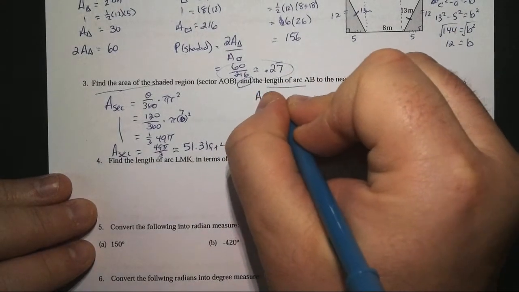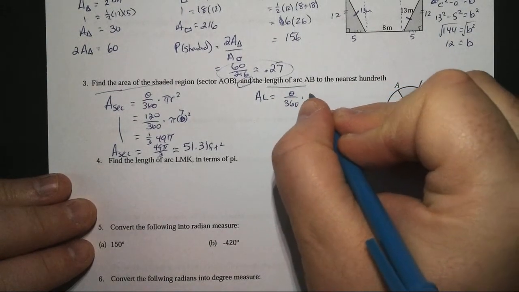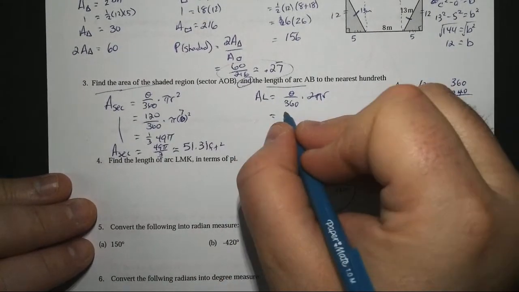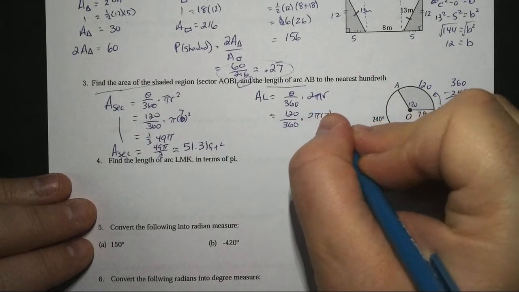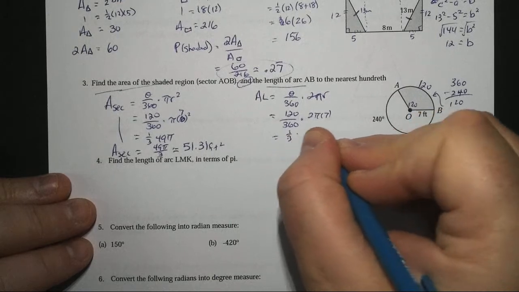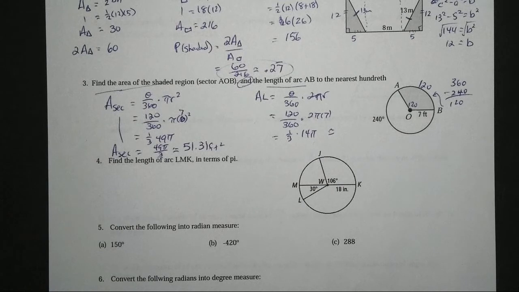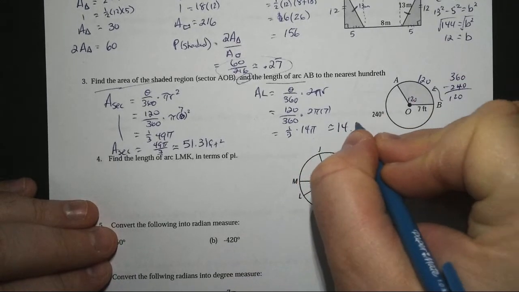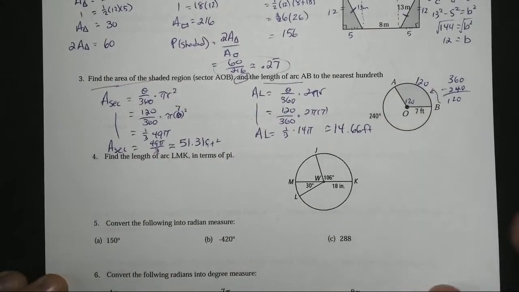Okay, the arc length, if you remember, is the angle over 360 once again times 2 pi r. All right. So the angle is 120 over 360, and then 2 pi times the radius, which is 7. So this is 1/3 times 14 pi, which is really just 14 pi over 3, but either one is okay. Type in the calculator, hit enter. It's going to be 14.6. And this is in feet. And that's our arc length. All right, so there's the two answers.